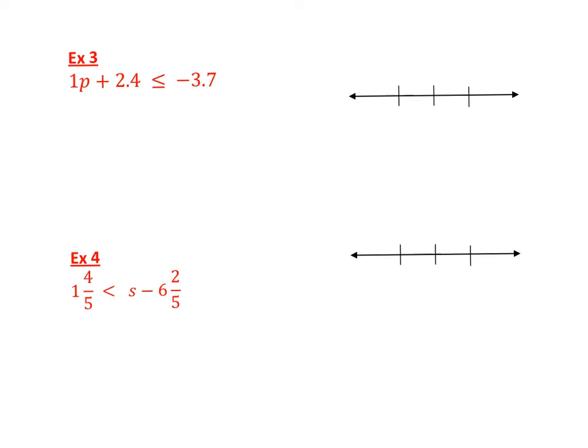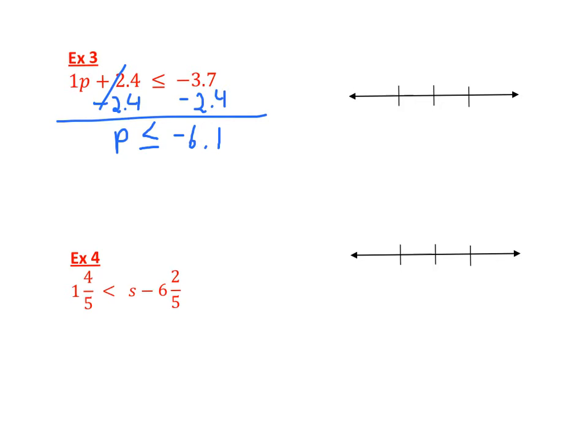It's the same thing. You're going to isolate the variable, so subtract 2.4 from both sides of the inequality. You get p, which we really don't need the 1, is less than or equal to, bring your symbol down, and then we're going to get negative 7 plus 4 is 11, so I get negative 6.1.